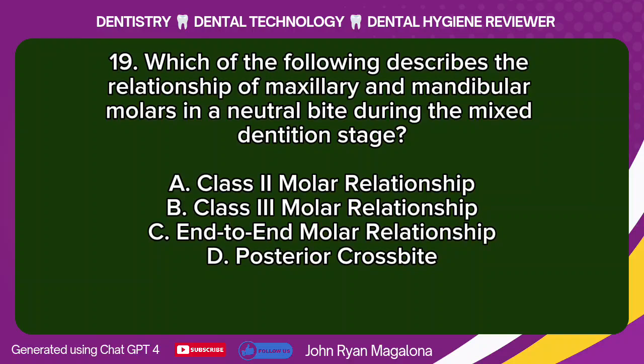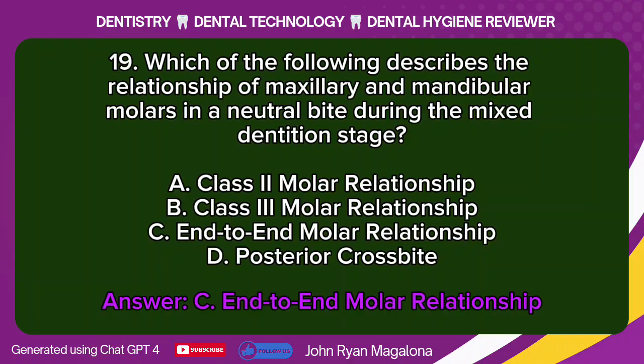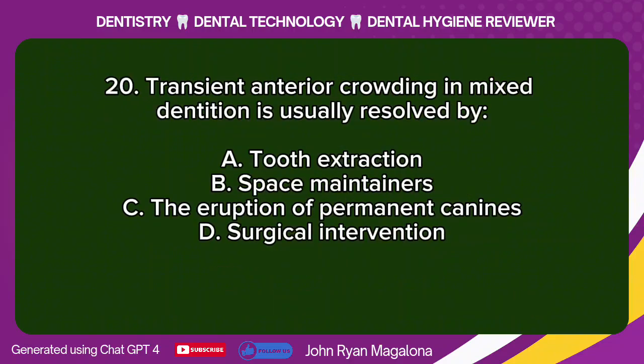19. Which of the following describes the relationship of maxillary and mandibular molars in a neutral bite during the mixed dentition stage? A. Class 2 molar relationship. B. Class 3 molar relationship. C. End-to-end molar relationship. D. Posterior crossbite. Answer: C. End-to-end molar relationship.